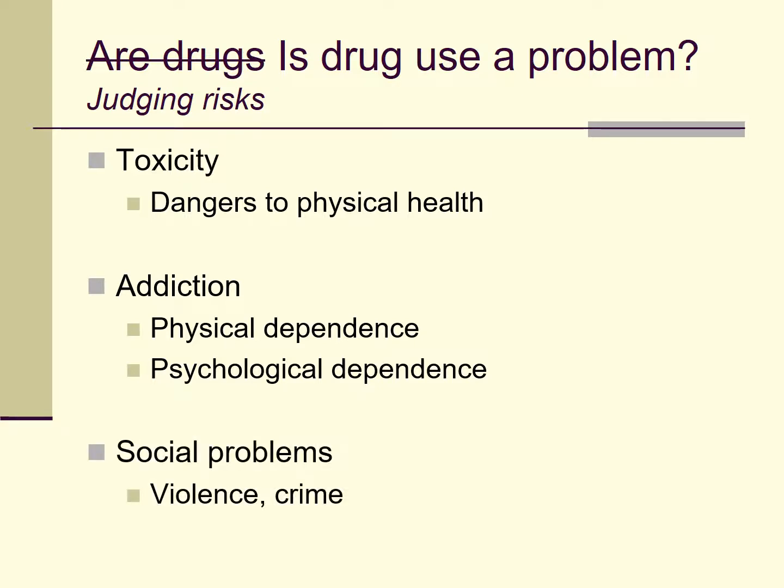Now, a third way we can think about the problems associated with drug use, or the risks associated with drug use, is the type of social outcomes that follow, or at least can sometimes follow, from drug use. Crime and violence are two, not the only two, but two of the more important ones. I'll get to that in the next lecture.